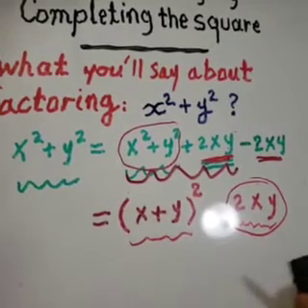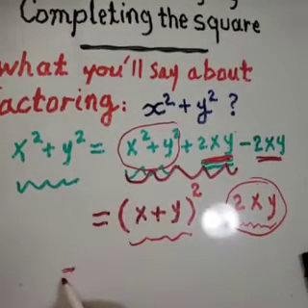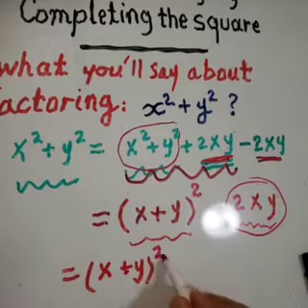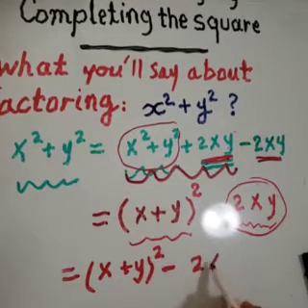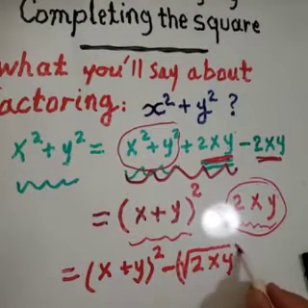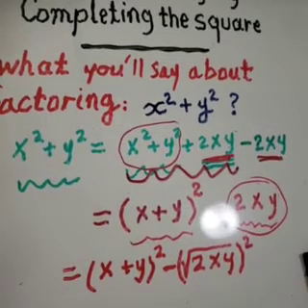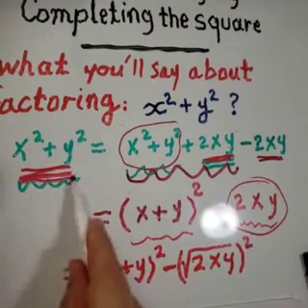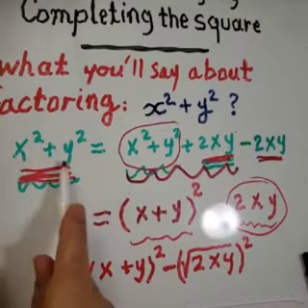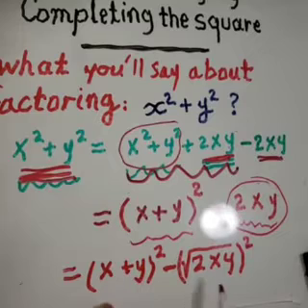I can express this in this form: x plus y, squared, minus the square root of 2xy, also squared. You see? So now we changed this form from adding two squares to a difference between two squares. Then we apply the rule of factoring for the difference between two squares.